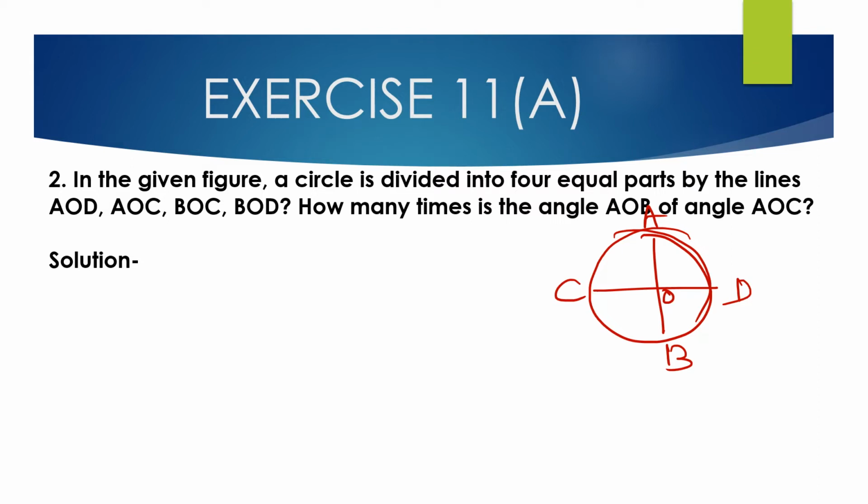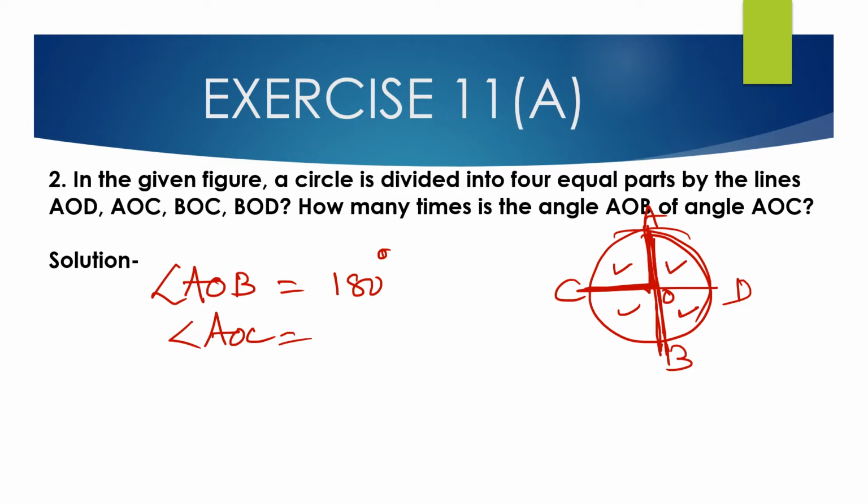This is the circle ABCD, and the circle is divided into four equal parts by the lines AB and CD. The four parts are AOD, BOD, BOC and AOC. How many times is the angle AOB of the angle AOC? AOB is a straight angle, and a straight angle is equal to 180 degree. Angle AOC is 90 degree, because the circle is divided into four quadrants and each quadrant is equal to 90 degree.